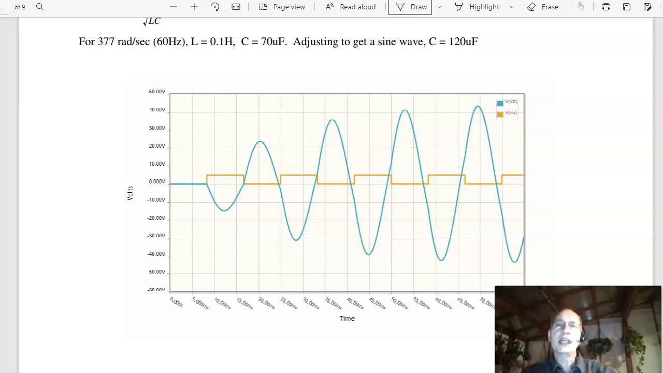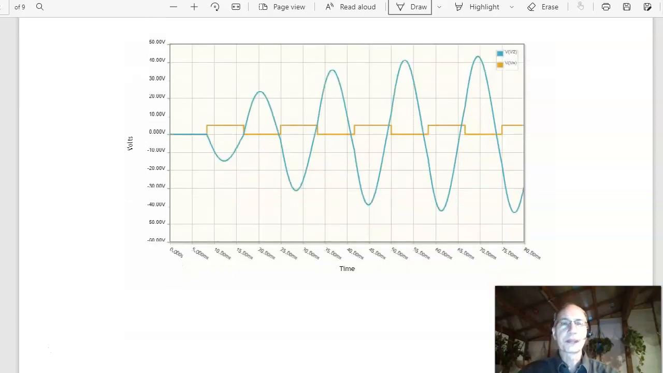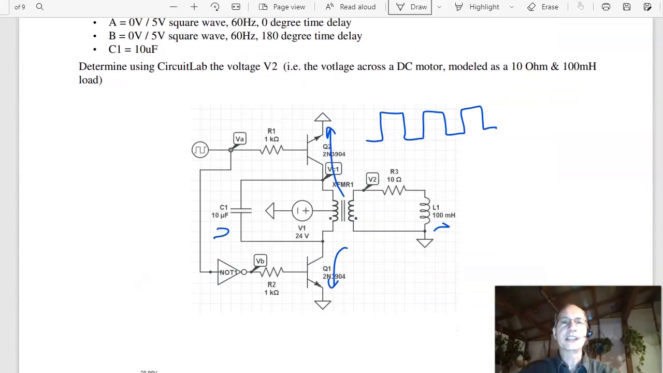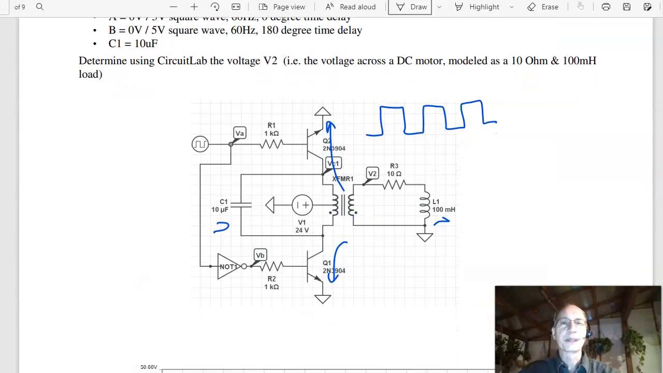Notice that the blue line, the voltage at the inductor, is almost a sine wave. What that means is that it does have harmonics. It's not a pure sine wave, but the harmonics are very, very small, making this a highly efficient DC to AC converter. Almost all the energy is in the first harmonic. So this is just another circuit that converts DC to AC. There's a lot of them. Here's one of them.